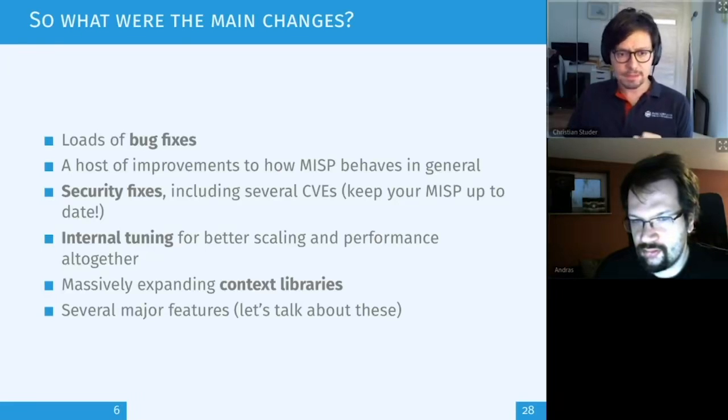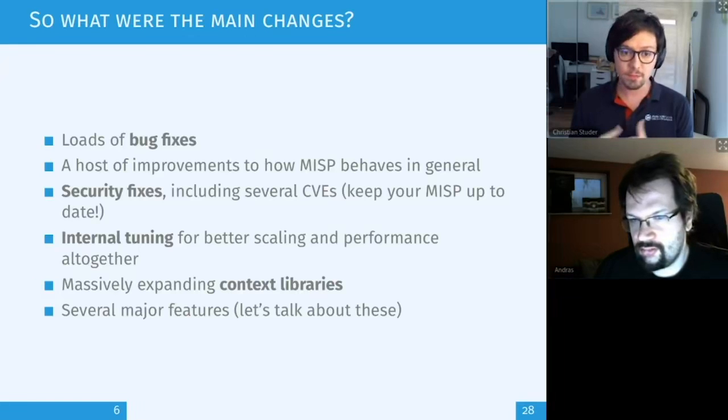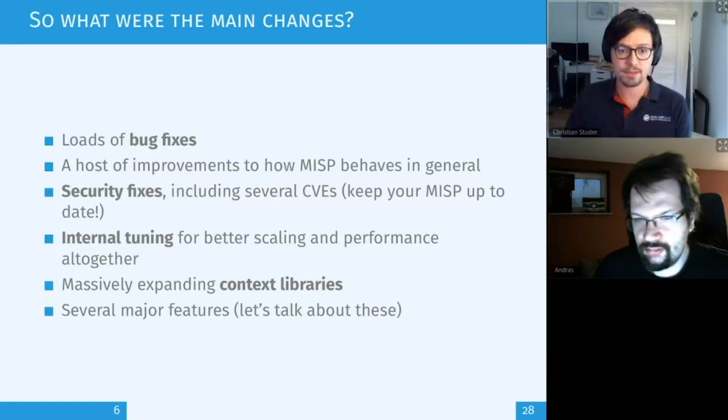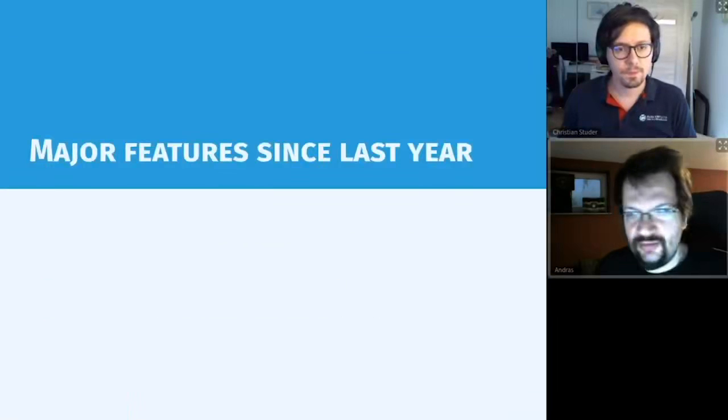In general, there has been quite a considerable effort done by the community to encode context libraries in MISP, meaning a host of new vocabularies, knowledge base items, and data models that were encoded. But besides these more general improvements, let's have a look at some of the feature highlights that have dropped over the past year. So let's have a look at some of the major features and improvements since last year.